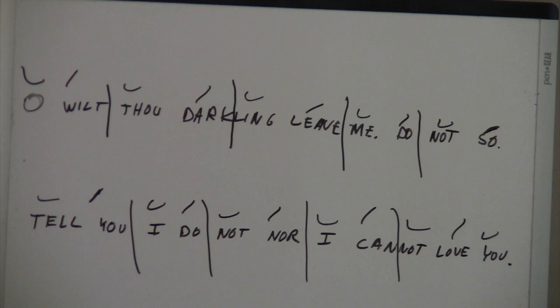Now, if you were to just say this sentence without adhering to the scansion, you might be tempted to emphasize the word not. You might be tempted to say, oh, wilt thou, darkling, leave me? Do not so. However, as you see, not is not in the stressed position in the scansion. So it reinforces that you want to emphasize the positive. Oh, wilt thou, darkling, leave me? Do not so. Same thing here.